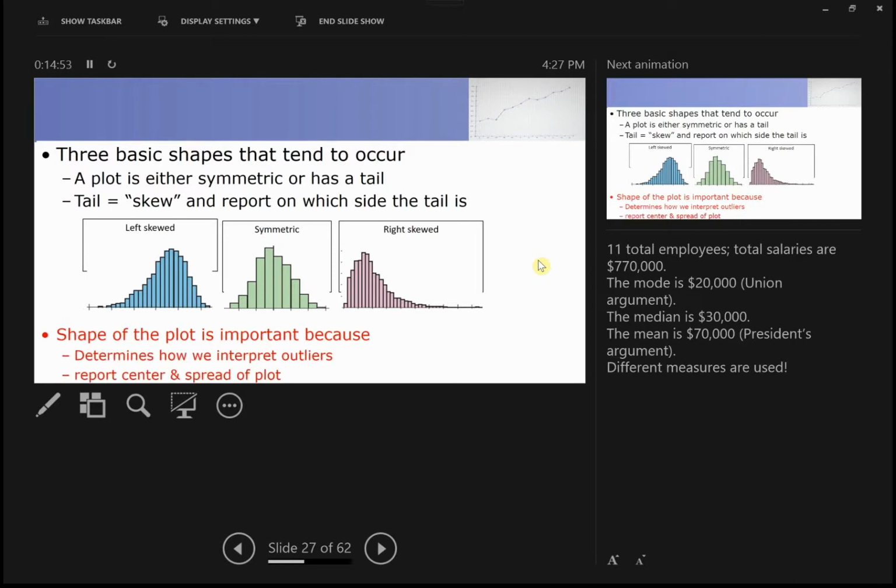So we're going to see that the shape is actually important because it tells us about these 3 other things. It tells us about outliers, and it tells us about how to compute the center and the spread. So we're going to see the shape is really important. So here what we're looking for with shape is we're looking for symmetric versus a tail. And that's what I was trying to mention.